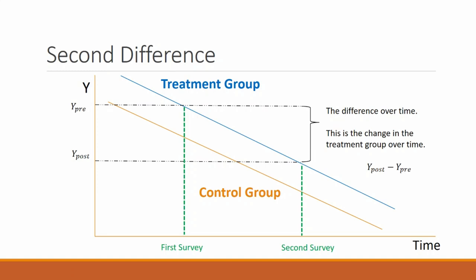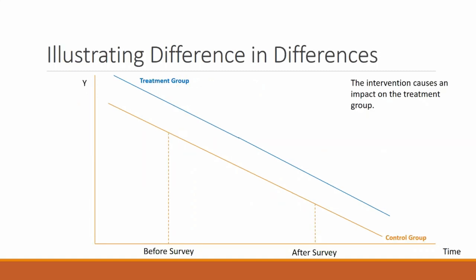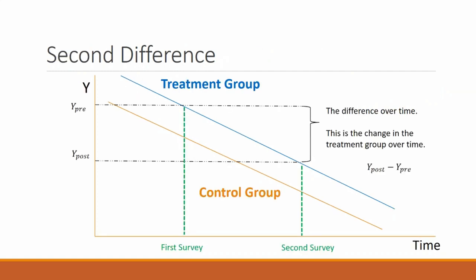This is the change in the treatment group over time. We have the value for the treatment group before, pre, the first survey, and the value for the treatment group after, the post survey, or the second survey. To measure the change in the treatment group over time, we would do y post minus y pre, the outcome variable after minus the outcome variable before. This gives us the difference over time. So now we have two differences: the difference between the treatment group and the control group, and the difference over time. We're going to use these two differences to estimate the impact of the treatment.